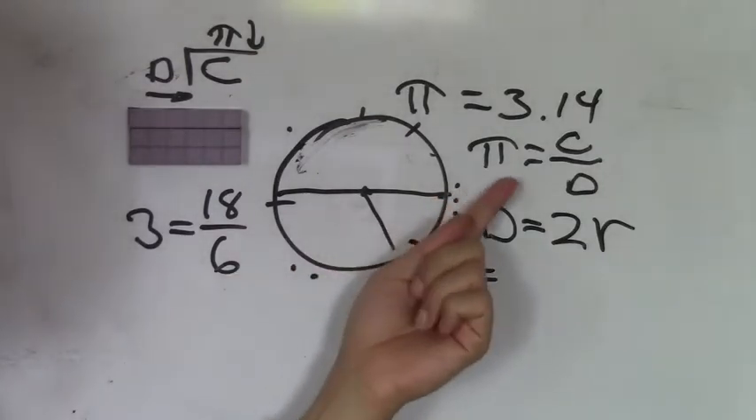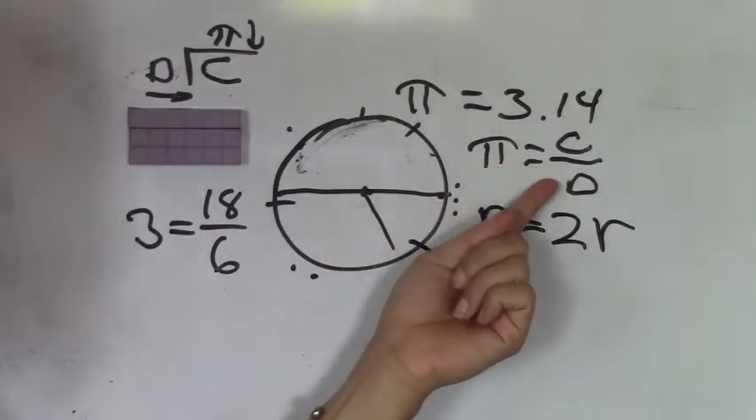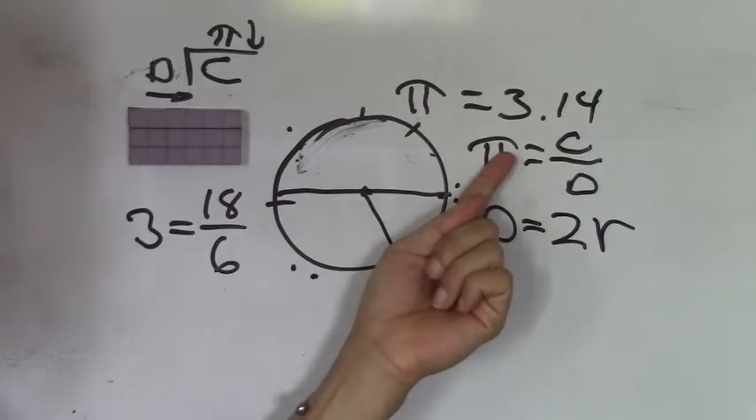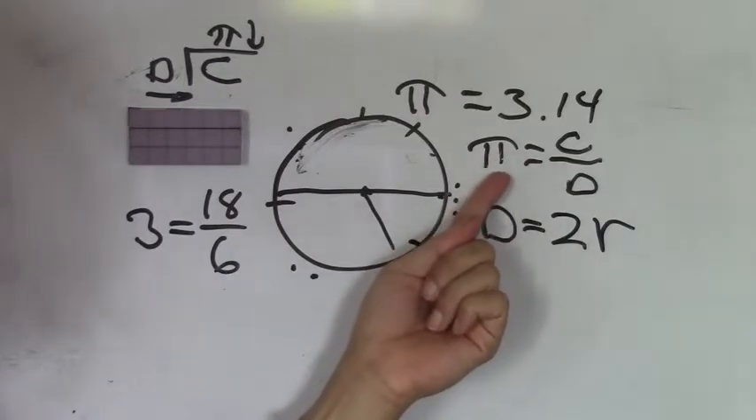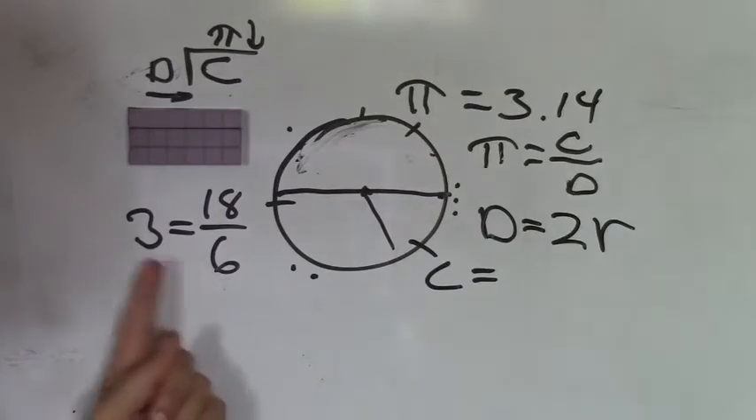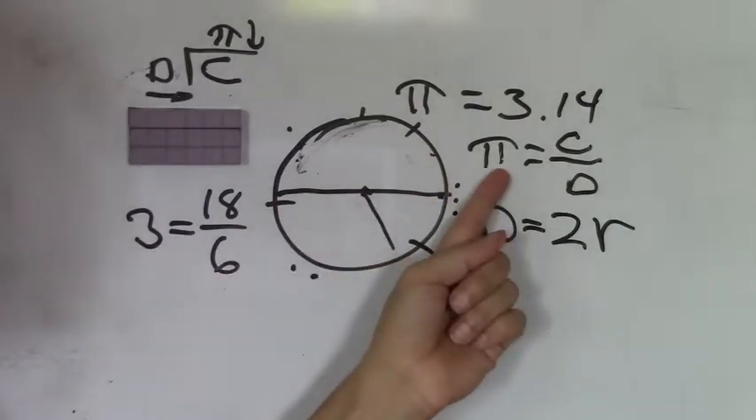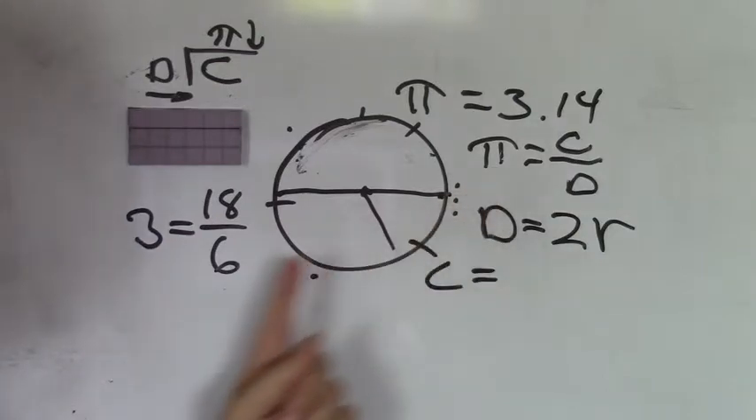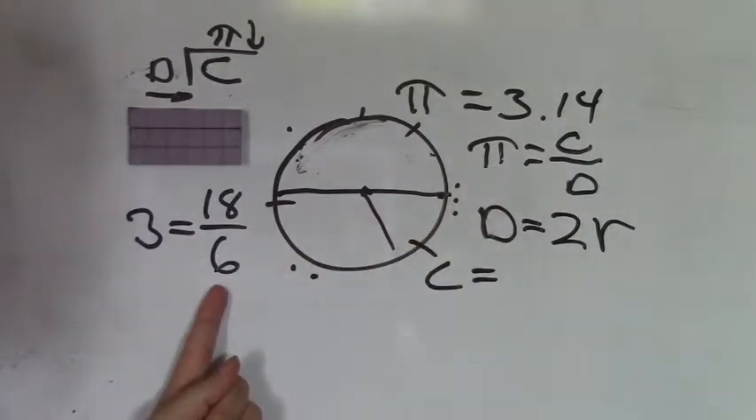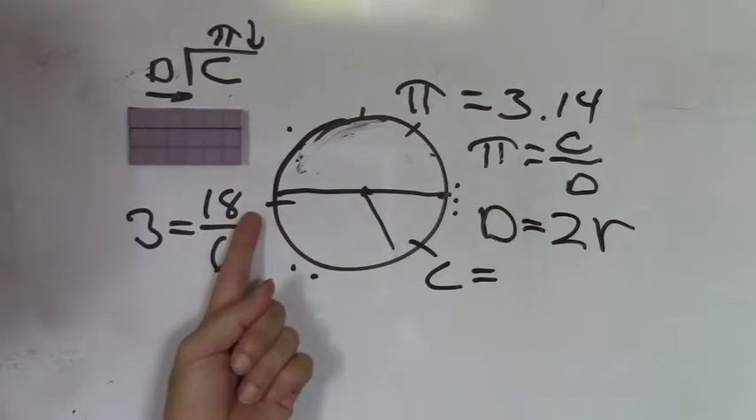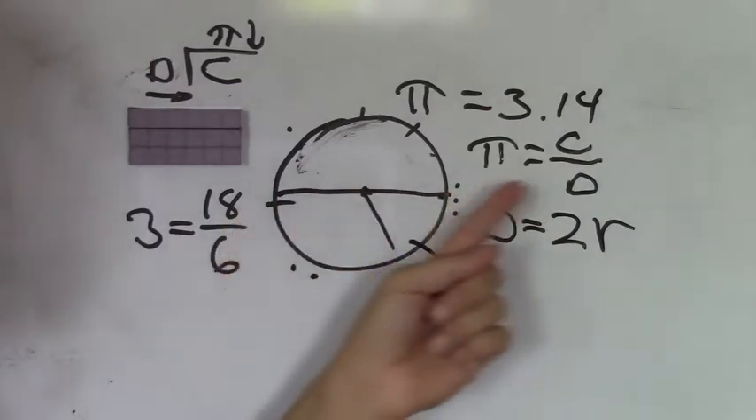Or using your symbols over here instead, it's 18 divided by 6. In this case, what would the 3 be? 3 would be pi. And what would the 6 be? The 6 would be C. Try again. C would be the 18.